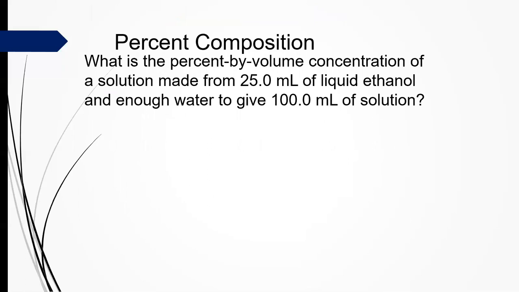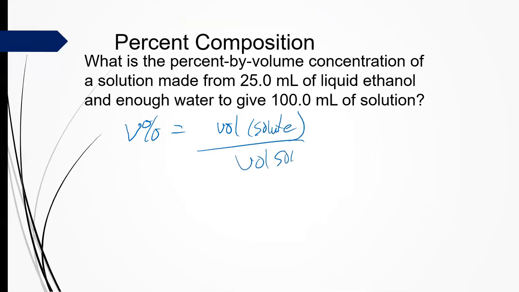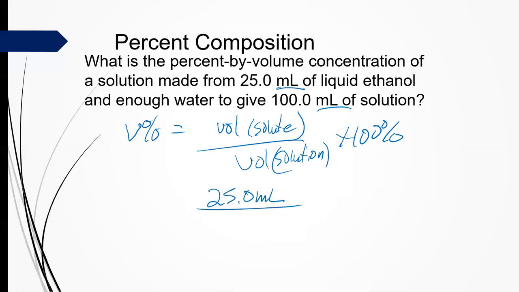So let's look at this. What is the percent by volume concentration of a solution made by 25.0 milliliters of liquid ethanol and enough water to give 100.0 milliliters of solution? A percent by volume is going to be your volume of your solute divided by your volume of your solution. And then we want to turn it into a percent, so we need to multiply it by 100%. As long as our units match up for our volumes, we can just plug them in. So that's 25.0 milliliters, and then our entire solution is 100.0 milliliters.